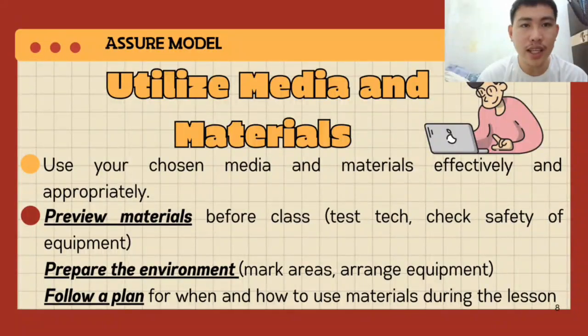For utilize media and materials, this is the execution phase where the chosen resources are put into action. Preview and prepare: before class, test all technology and check all equipment for safety. For example, the teacher confirms the volleyball net is securely set up and the video link for serving techniques works properly. Prepare the environment: set up the teaching space ahead of time. For example, place cones to mark the court's boundaries and a box of volleyballs near the net.